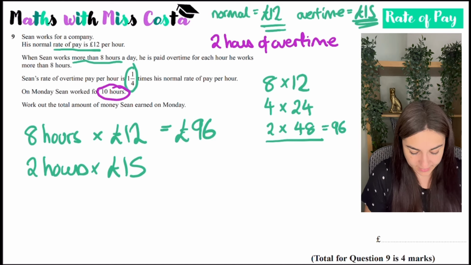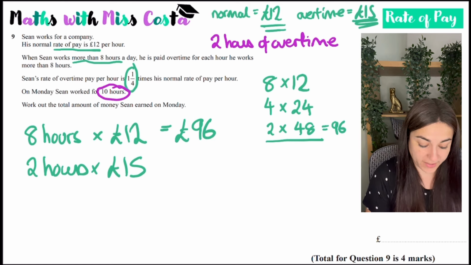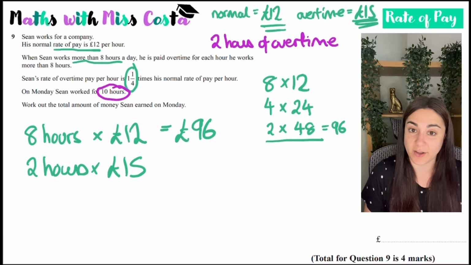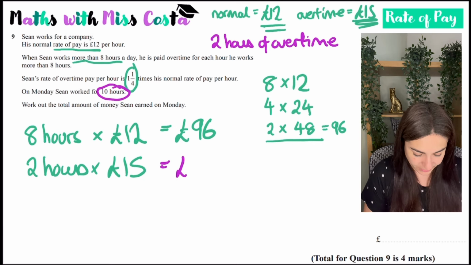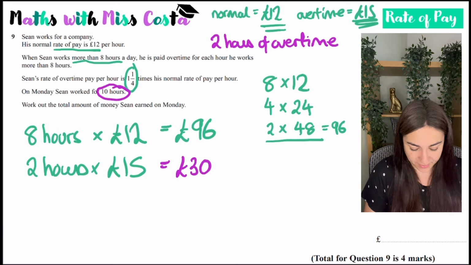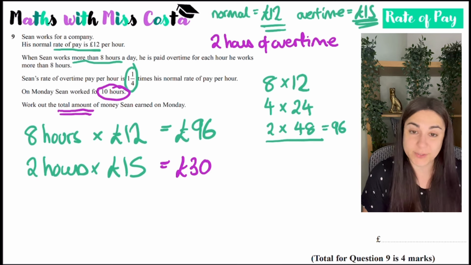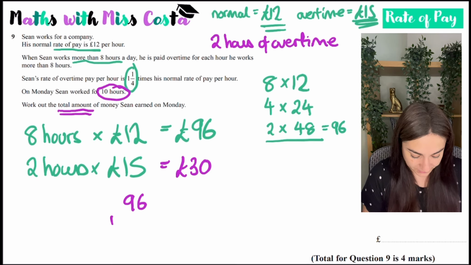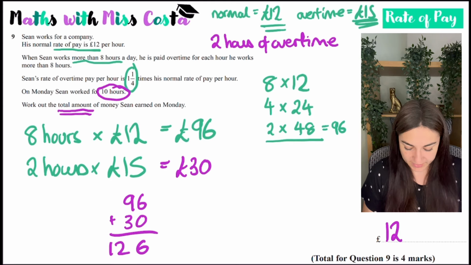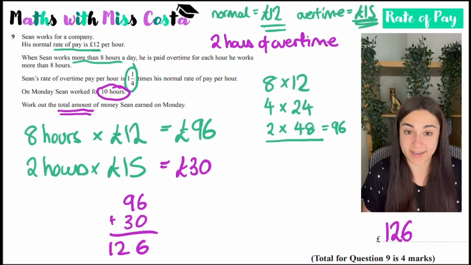So that would be £96, or you might already know your times tables very well and know that 8 times 12 is 96. And 2 times 15 is £30. So I want to work out the total, and total just means adding everything together. So 96 plus 30, 6 plus 0 is 6, 9 plus 3 is 12, so that would be £126.